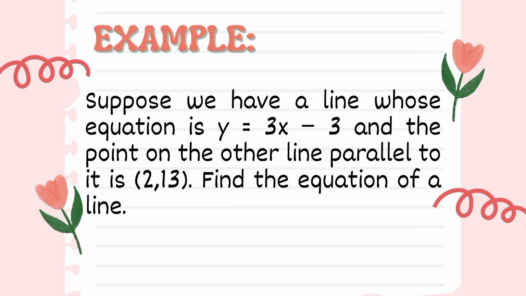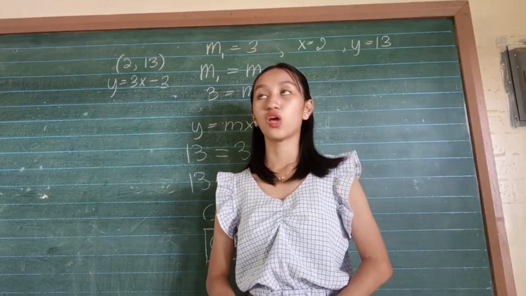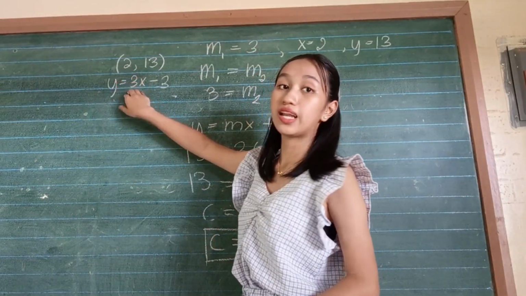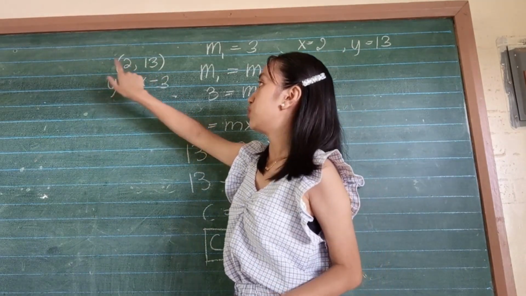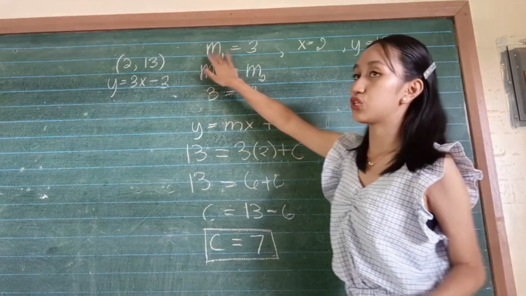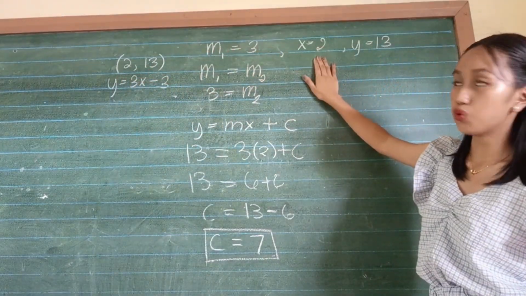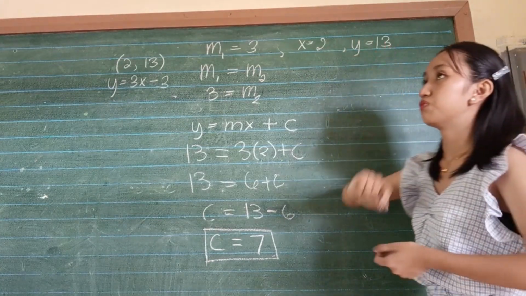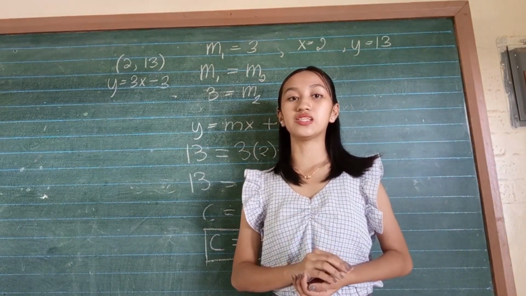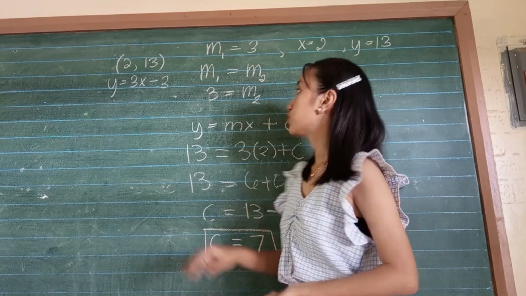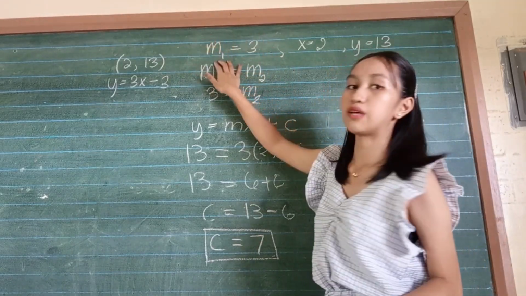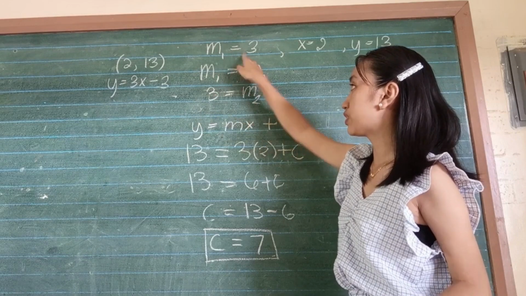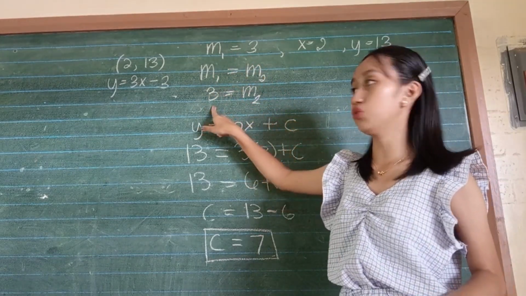Now here is an example of finding the equation of a line parallel to the given line. So we have the given line y is equal to 3x minus 3 and the ordered pair, which is 2 and 13. So we have the slope is 3, our x is 2, our y is 13. So the parallel lines have the same slope. So m sub 1 is equal to m sub 2, and the value of m sub 1 is 3. So we substitute the 3. Our m sub 2 is equal to 3.